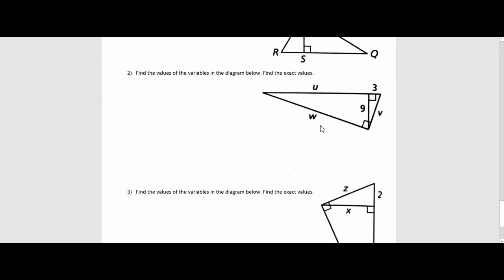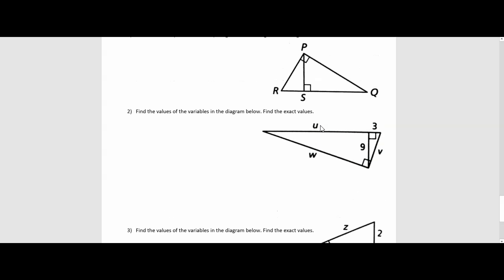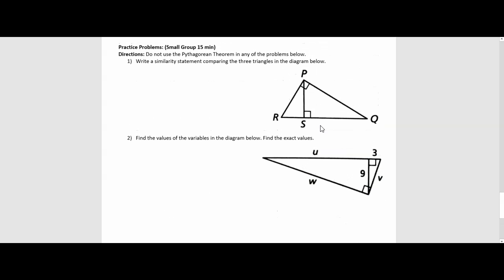We're going to do problems 1 and 2. Problem number 1, you just have to write a similarity statement, but it's for all three triangles. So it's kind of what we did up above in the proof, but the diagram looks a little different, the letters are different, etc. See if you can figure out the order of the letters for all three triangles in that similarity statement.